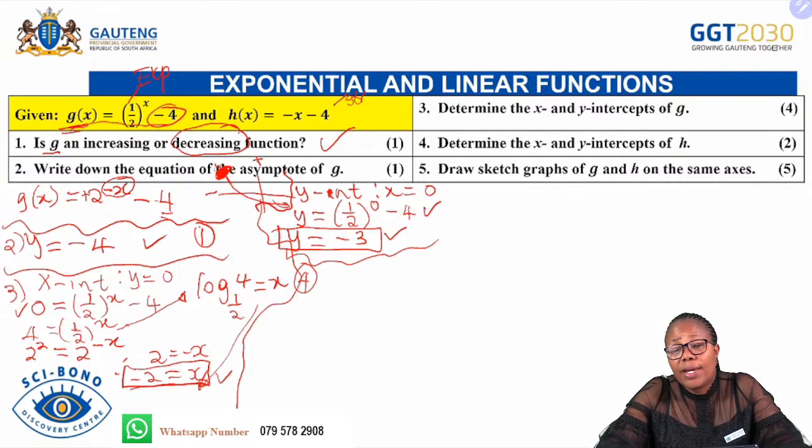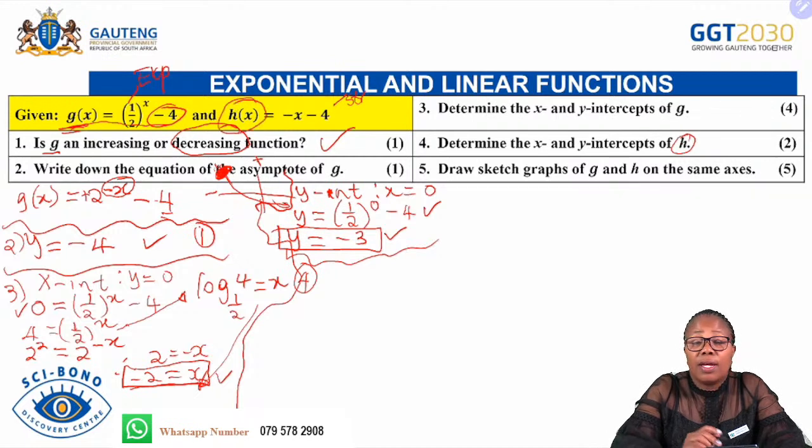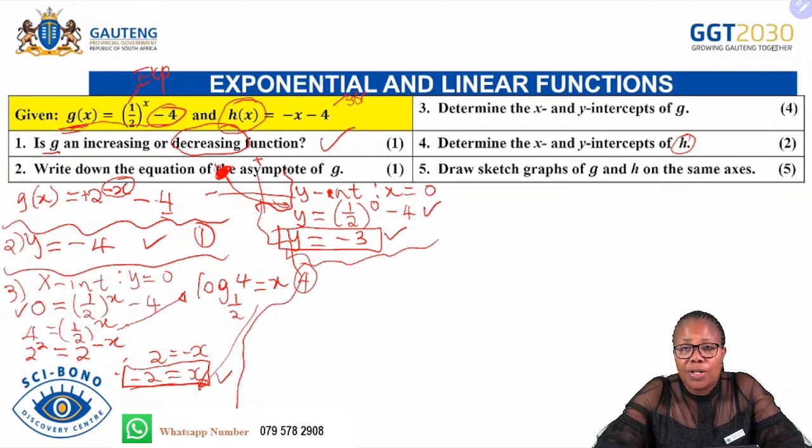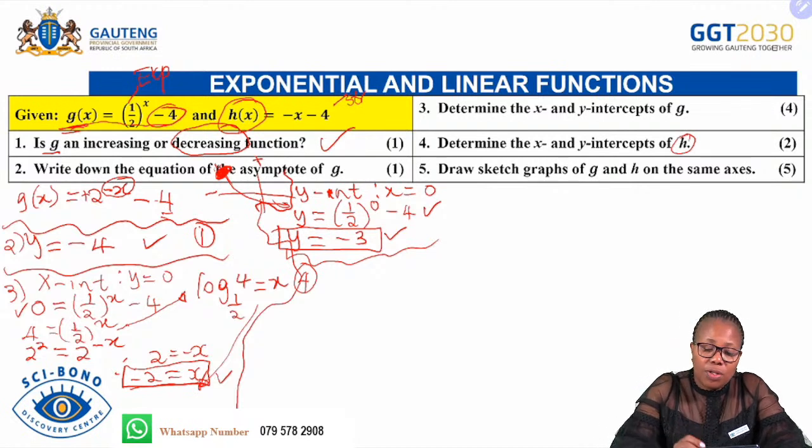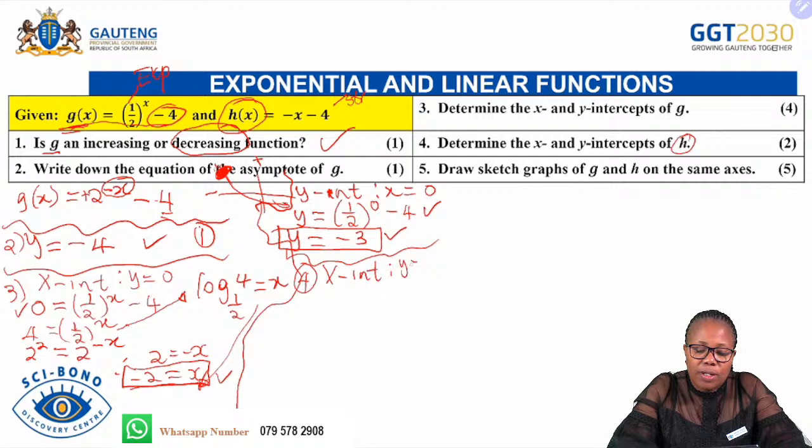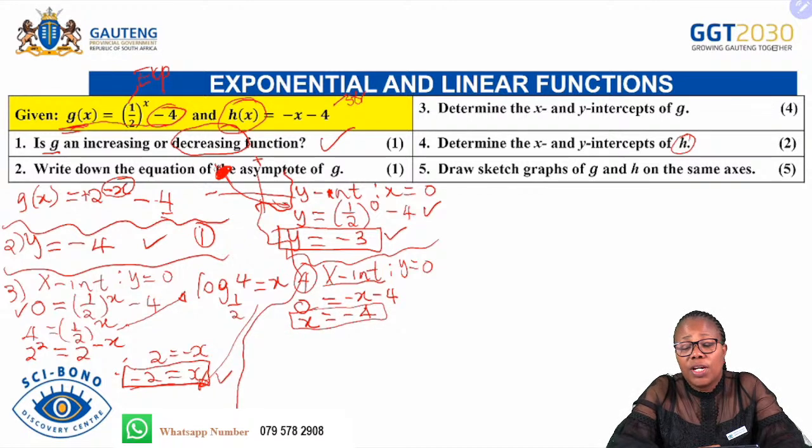Determine the x and y intercept of the h function now. That means we will be using the h at x to answer this question. Same application, same method. We want the x-intercept. For the h function, we let y equal to 0. So into h, y is 0, and then minus x minus 4. We transpose the x, it becomes a positive x. And then we are left with x equal to minus 4. That is the x-intercept for the h function.